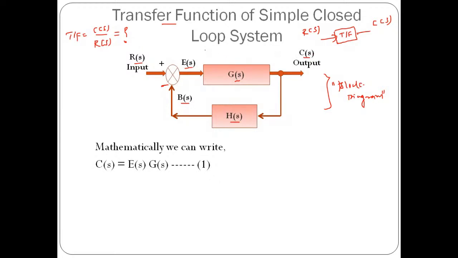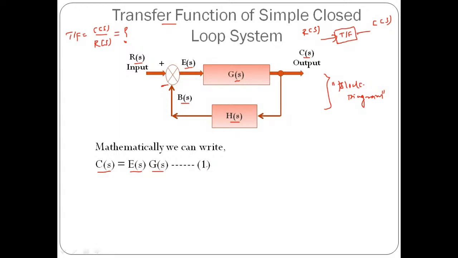Now if you focus on this particular portion, this block represents a gain of value G of S. So with respect to this block, the input is E of S, which is the error signal, and output is going to be C of S, which is the actual output of the system. So if you want to define the relationship between this output, gain, and input, it is going to be like output equals input times the gain. See, output is equal to input times the gain. Let this be equation number 1.